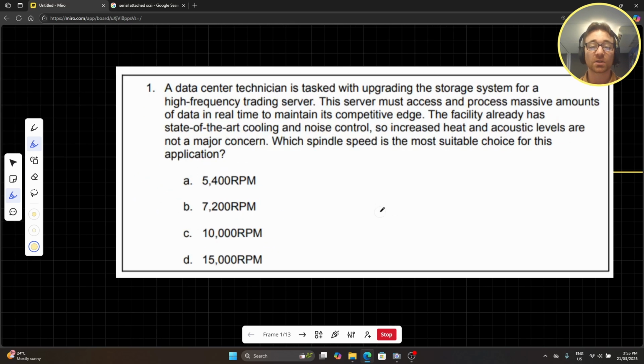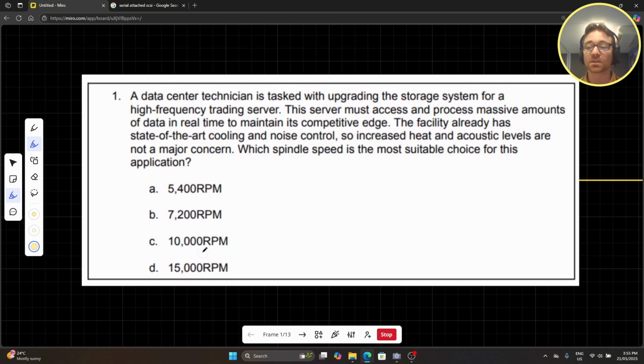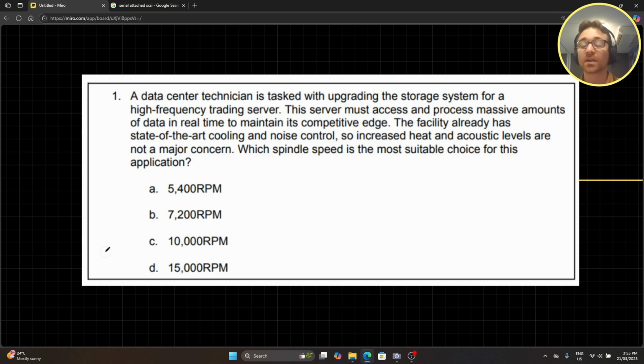Now, let's get to some questions, guys. Your practice questions. Let's go ahead and do it. The first one reads, a data center technician is tasked with upgrading the storage system for a high-frequency trading server. This server must access and process massive amounts of data in real time to maintain its competitive edge. The facility already has state-of-the-art cooling and noise control, so increased heat and acoustic levels are not a major concern. Which spindle speed is the most suitable choice for this application? A, 5,400 RPM, B, 7,200 RPM, C, 10,000 RPM, D, 15,000 RPM.